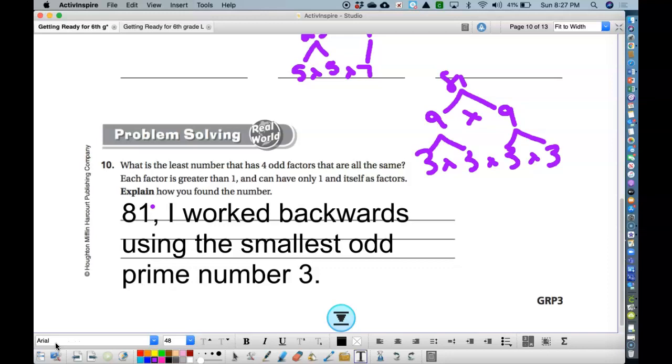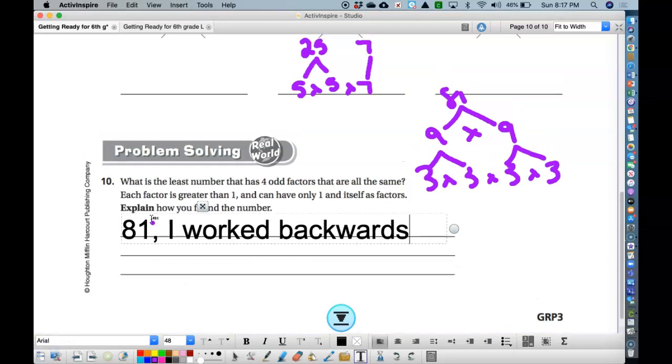I worked backwards using the smallest odd prime number, 3. So I did look, it is chapter 1, lesson 2, so 1.2 for getting ready for 6th grade that you need to be completing. Bye-bye. I worked backwards.